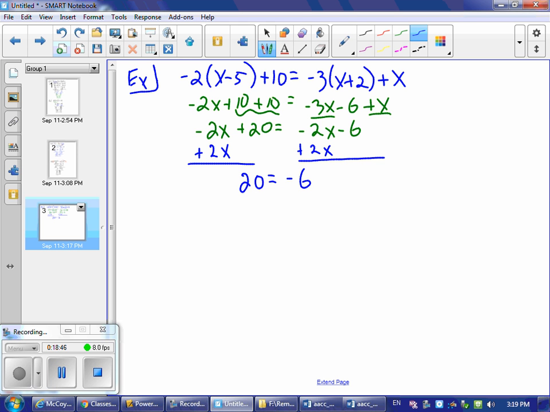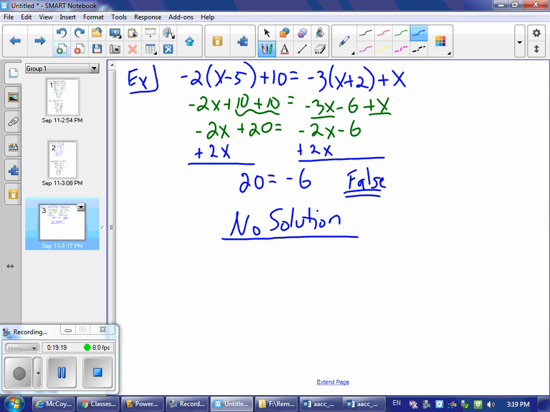So after going through all the algebra in order to try and solve this, I got a false statement, something which cannot possibly be true. If that's the case, what that indicates is that there is no solution to this equation because it gave me a false statement at the end. That means there is no value of x that I can plug back into the original equation that will make the equation true. This has no solution.